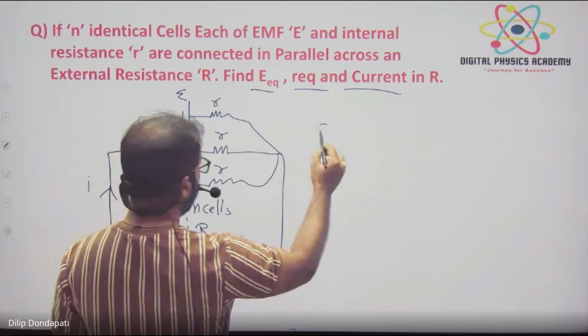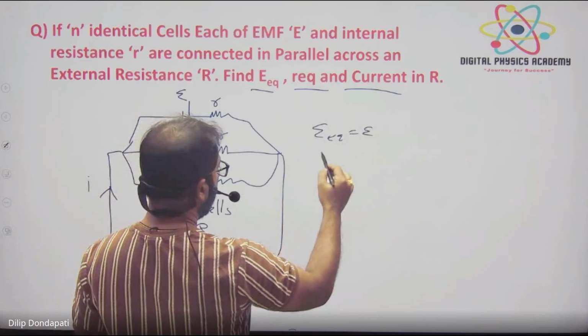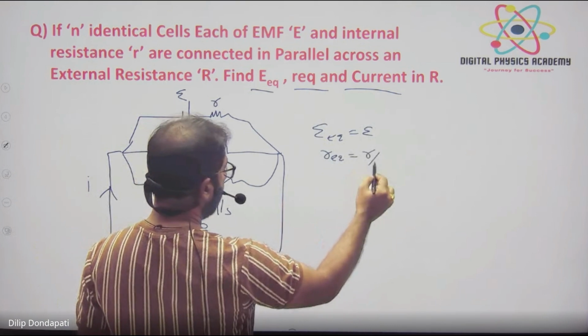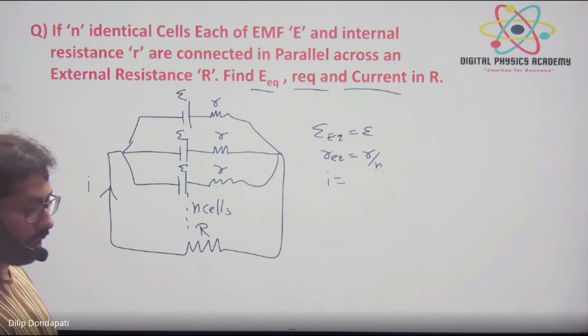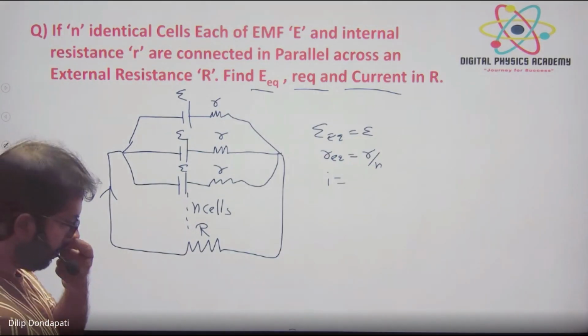E equivalent is E and R equivalent is R by N. Current I is equal to E by (R by N plus R). Take the LCM, bring N up.